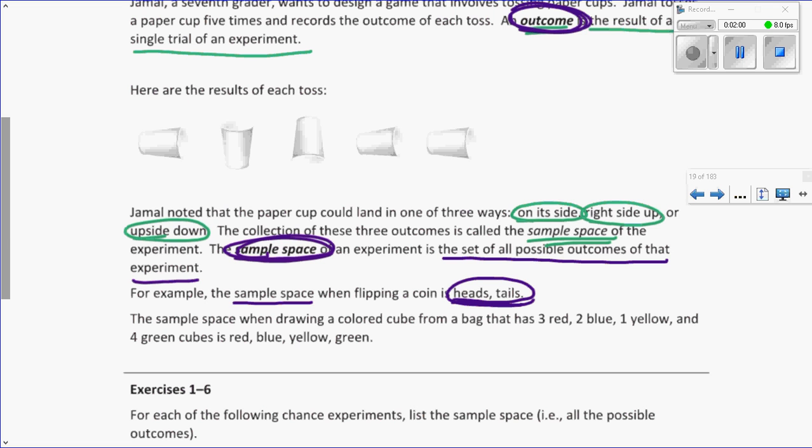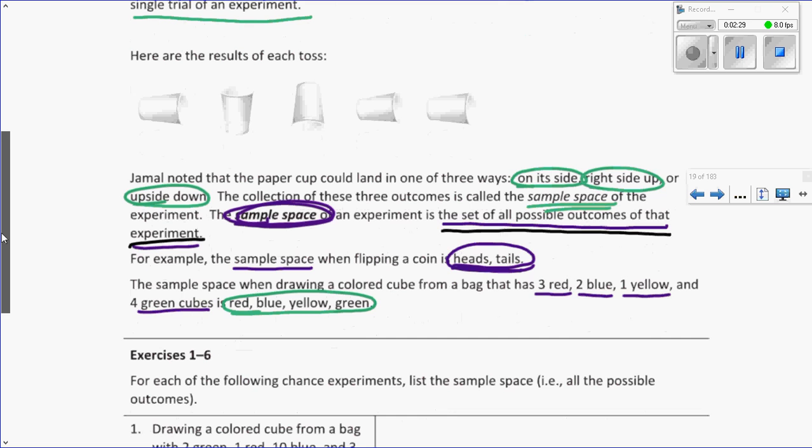Okay, so if you are drawing a colored cube from a bag that has 3 red, 2 blue, 1 yellow, and 4 green, the sample space is all the possible outcomes. So what could possibly happen? You could pick out a red, you could pick out a blue, you could pick out a yellow, or you could pick out a green. It doesn't really matter how many of each there are when it comes to sample spaces. You're just listing all the possible outcomes. So again, it's all the possible outcomes.